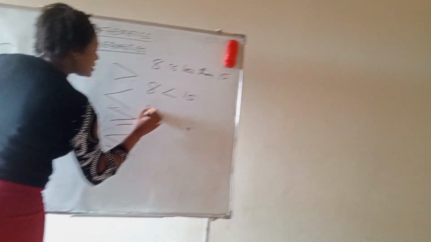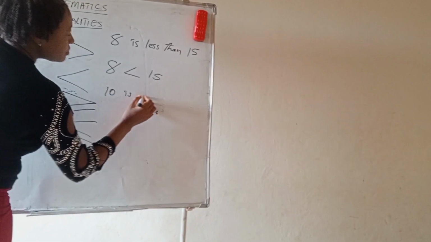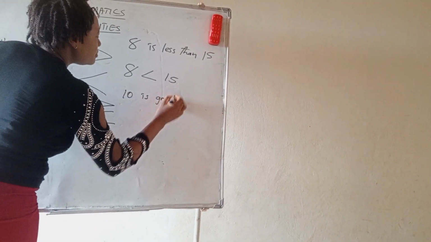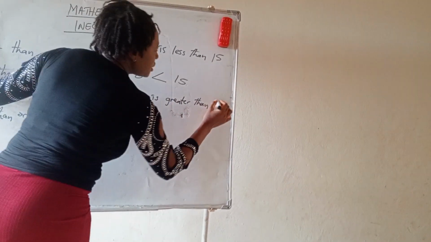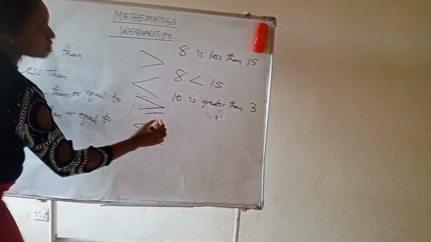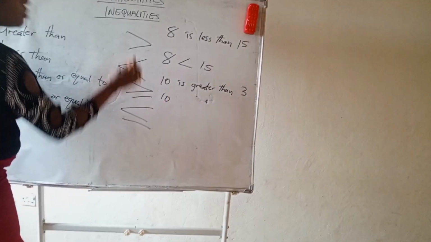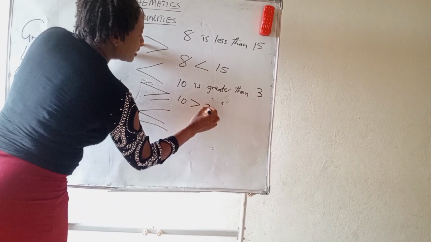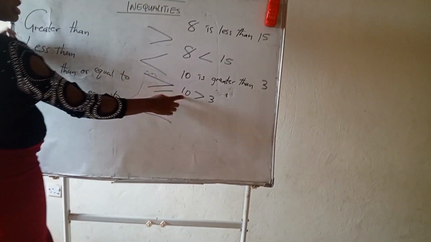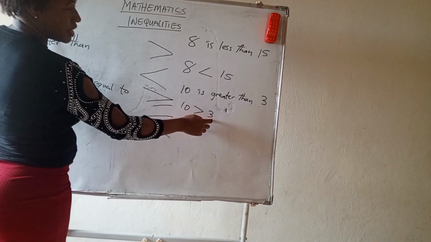We want to represent 10 is greater than 3. Of course, we have 10 here. We use the symbol of our greater than and we write 3. So this is 10 is greater than 3.